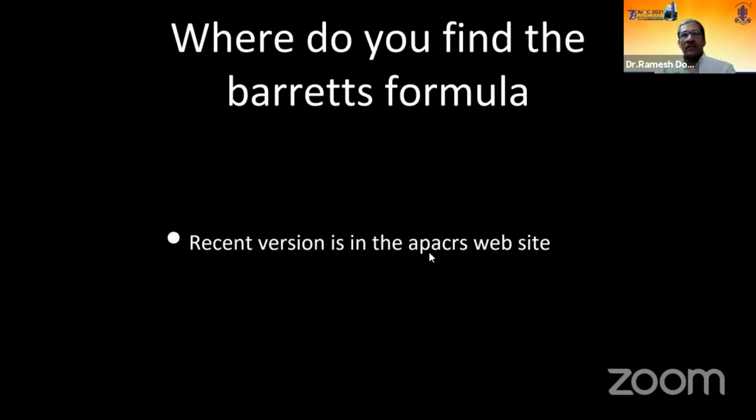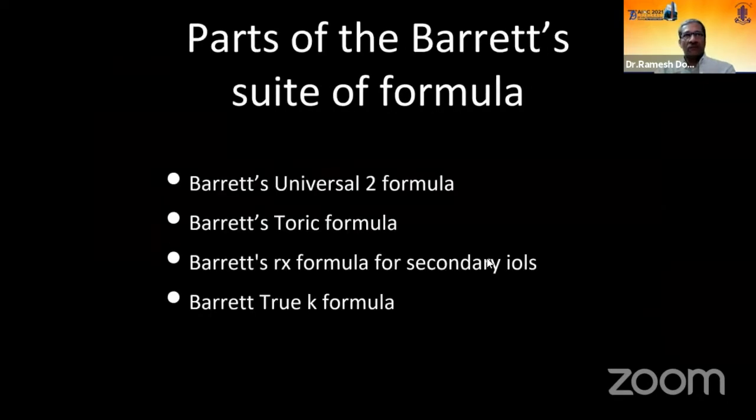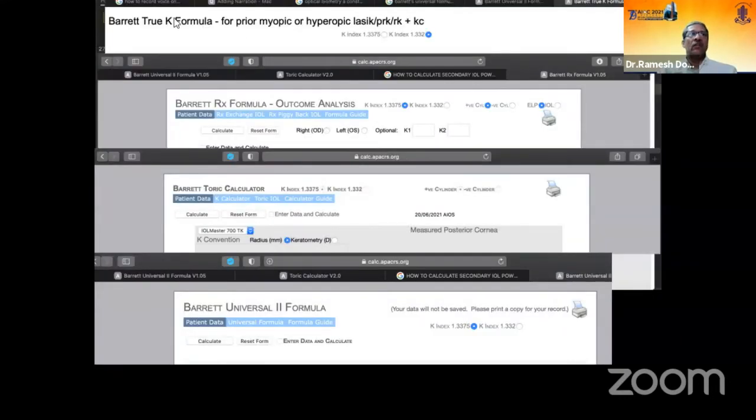The recent version is always found on the APACRS website. There is no single Barrett's formula. It's actually a suite, a group of formulas. You have the Barrett's True K formula, which is applicable for myopic and hyperopic LASIK, for eyes where PRK has been done, where radial keratotomy has been done, and for keratoconus eyes. This is where the Gullstrand ratio has been altered. For them, use the True K formula.